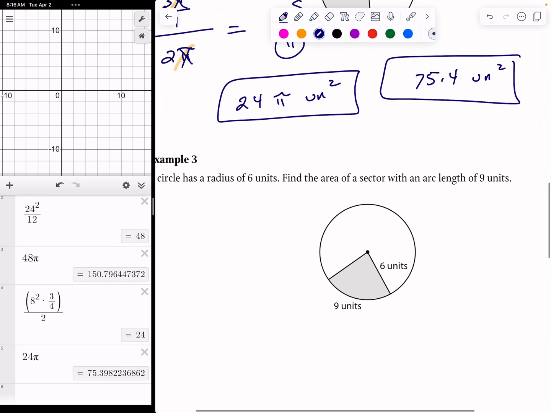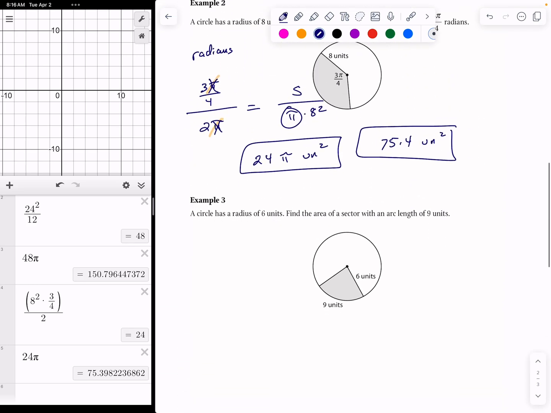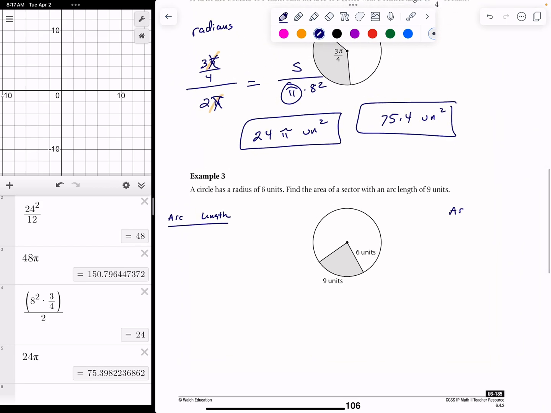Ooh, arc length of 9, find the area. Okay, so we have to go backwards from yesterday. Arc length, and then we'll go over here and do area. Arc length yesterday was 2 pi r. So 2 pi 6, and 9 goes on top.